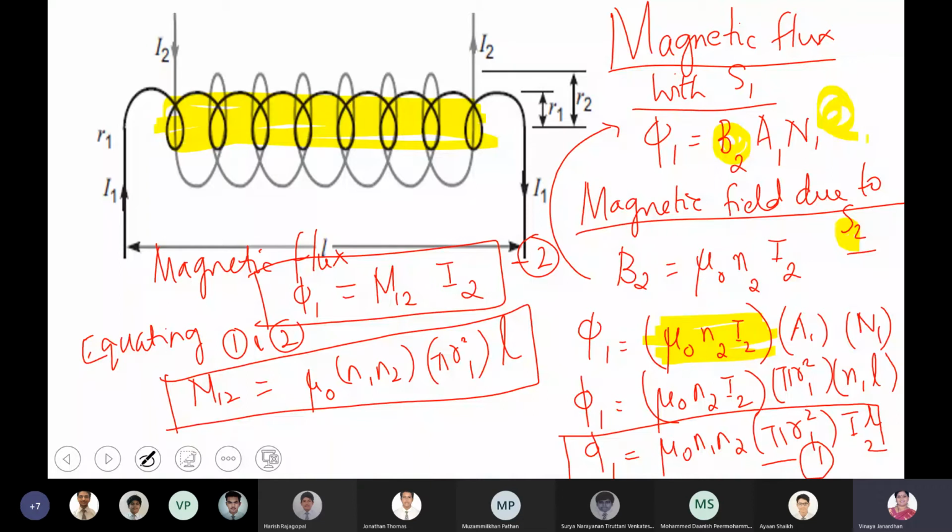Now, what do you mean by coefficient of mutual induction? It gives you an idea to what extent the EMF can be induced in coil 1. So that gives you an idea to what extent an EMF is induced in a given coil because of the varying current flowing in the second coil.